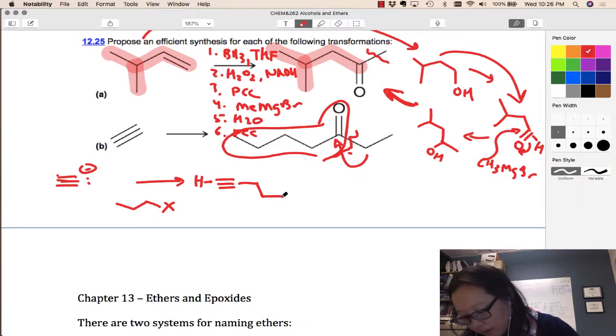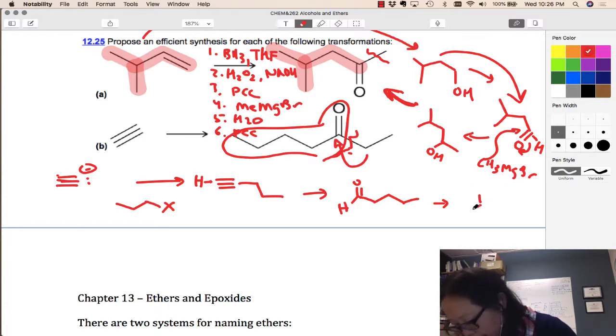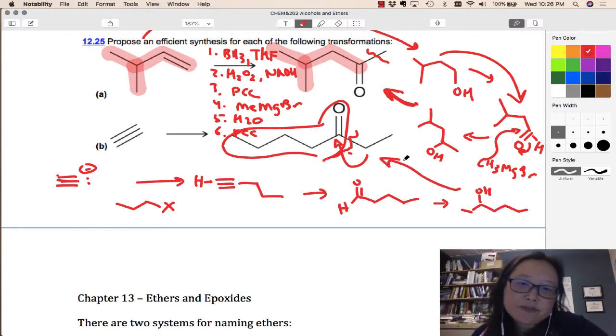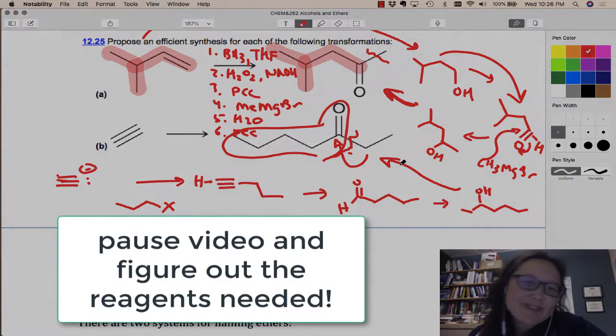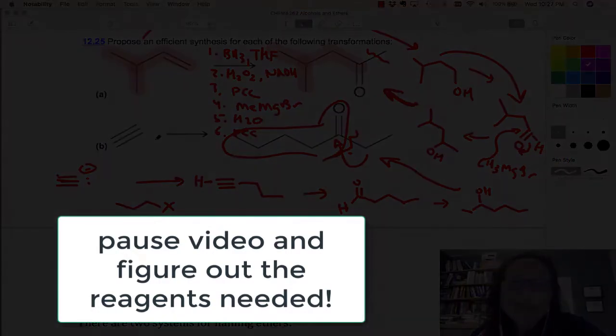And then once I have this, I can make my anti-Markovnikov aldehyde from that 1, 2, 3, 4, 5. And then I can add my 2 carbon group as an ethyl magnesium bromide and do a Grignard reaction, which is going to give me this. And then I can oxidize that OH group. So there's probably an easy answer right there.